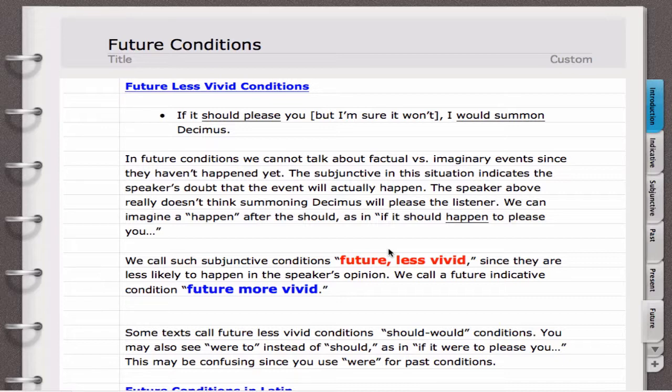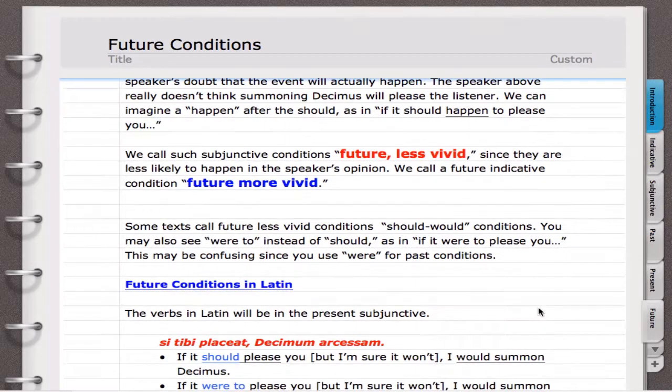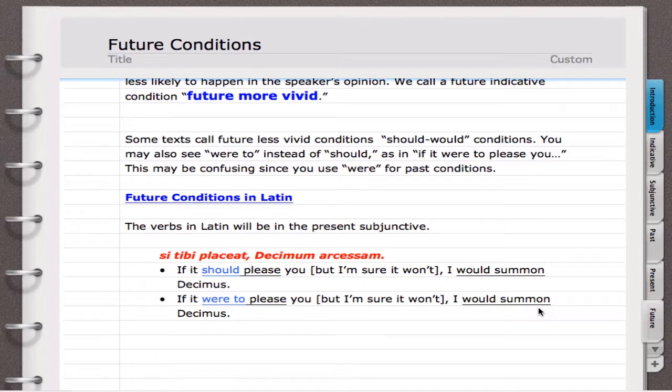In the indicative, that's called a future more vivid condition, and it's like "if it pleases you," either it does or it doesn't. You know, I as the speaker don't really care one way or another. I really don't know. That's future more vivid. Some texts, like Ecce Romani, for example, call future less vivid conditions should-would conditions because those are the helping verbs that we use when we make the sentences.